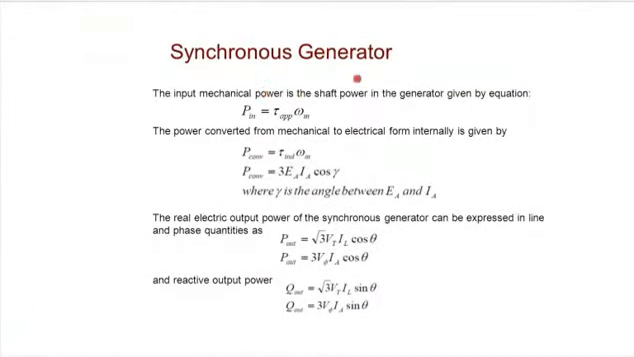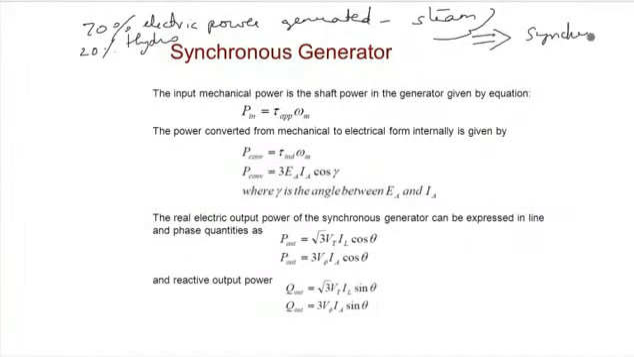Why do we call it alternators? Very simple. See, 70% of the electric power generated is from steam, followed by around 20% from hydro. These two generations are from synchronous generators. So these are the source for us.